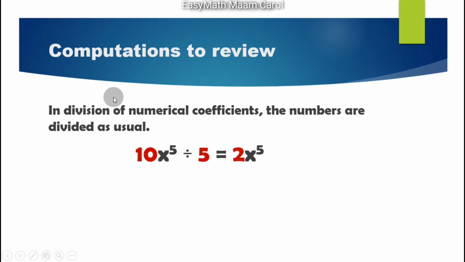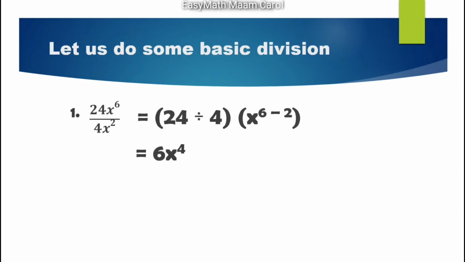So, dito naman sa numerical coefficient, if we are dividing a numerical coefficient such as this, so yan yung mga naka-red. So, ano lang to, ordinary division lang ang ginagamit. So, 10 divided by 5 is equal to 2. So, take note dito sa divisor natin, walang exponent. Therefore, yung x to the 5th natin retains as is. Okay, so yung coefficient lang ang na-divide. So, let us do some basic divisions para ma-form sa isip natin or para ma-memorize natin. So, ma-fix yung concept sa ating isip.